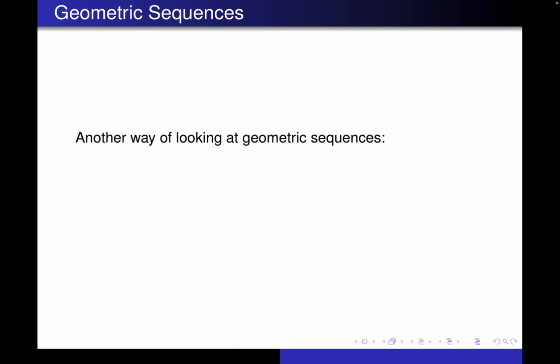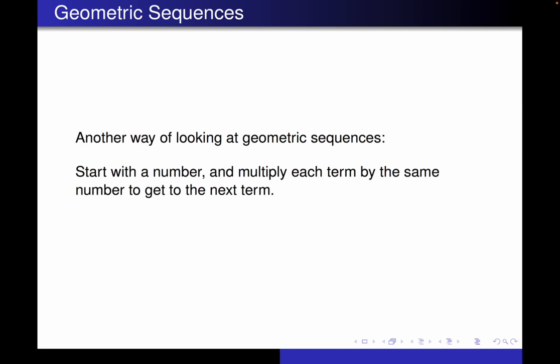Another way of looking at geometric sequences, and you can kind of see it in the examples that we gave, you can start with a number, and to get to the next term, you can keep multiplying by the same number. So when we went from 2 to 6, we thought of that as 6 divided by 2 is 3. We could also have thought about that as 2 times 3 is 6, then 6 times 3 is 18, etc.